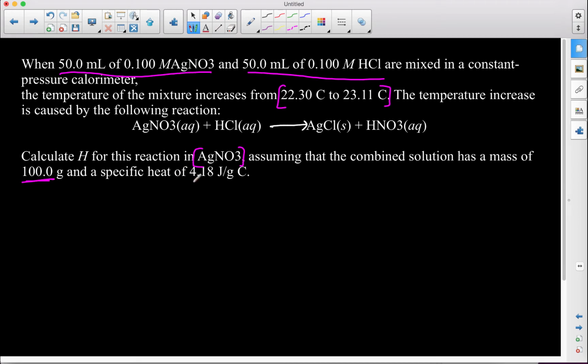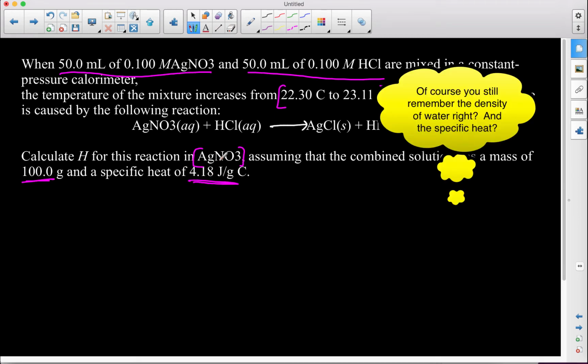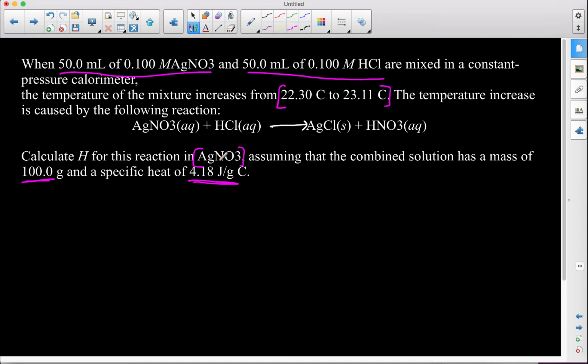And a specific heat, which we recognize as being the specific heat of, ding, ding, ding, water. Because as long as my solutions are relatively dilute, we can assume that the constants that apply to water apply mostly to this mixture also, or the chemical reaction that's going to occur here. All right. So obviously, I think we understand that we're going to have to do Q equals mC delta T.